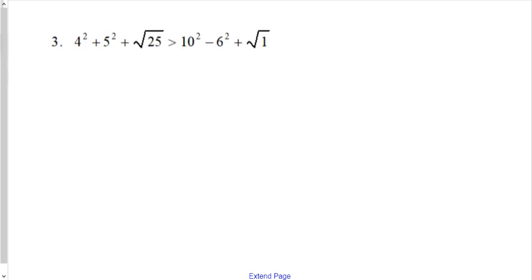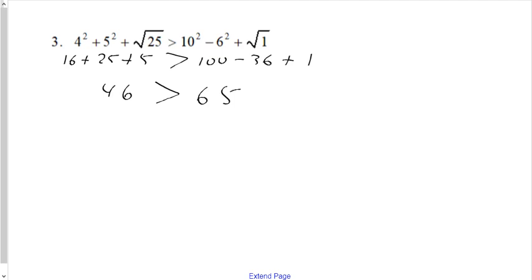Next question, the easiest question, because it's not actually even Pythagoras, it's from chapter 3 on squaring, and we only used exponents of 2. So the expectation would be you solve it. 16 plus 25 plus the square root of 25, which is 5, is greater than 100 minus 36 plus 1. Just a BEDMAS question, really. When you work this out, I think it works out to be 46. This works out to be 64 plus 1, 65. Is that right? And since 46 is not greater than 65, we say false. 46 is less than 65, and therefore it's not true.